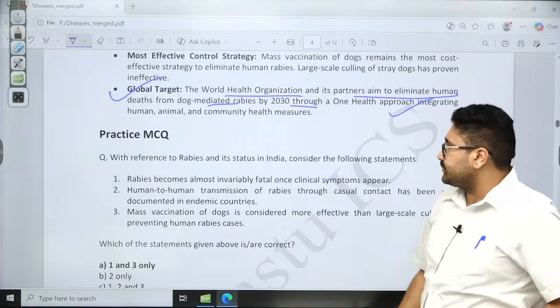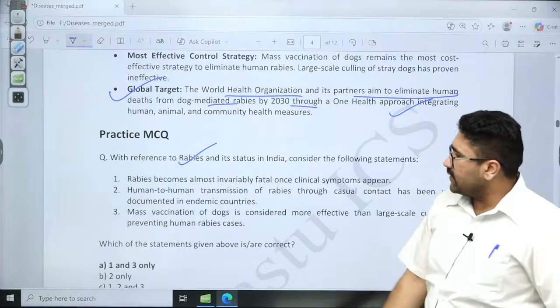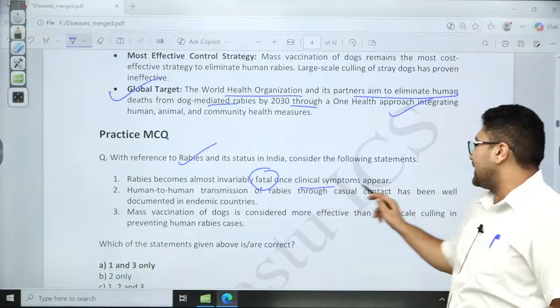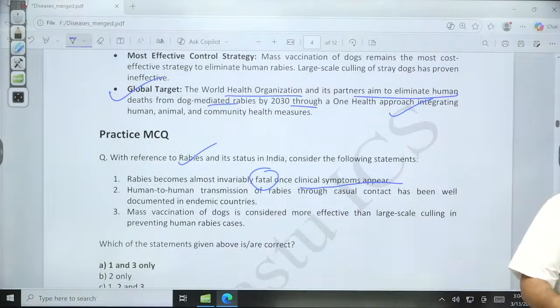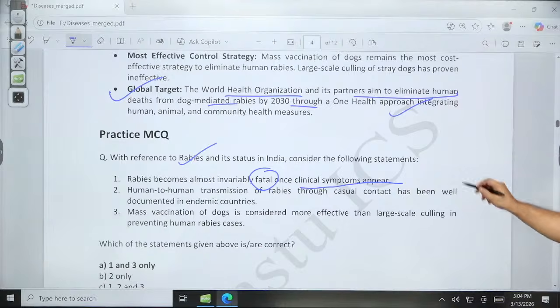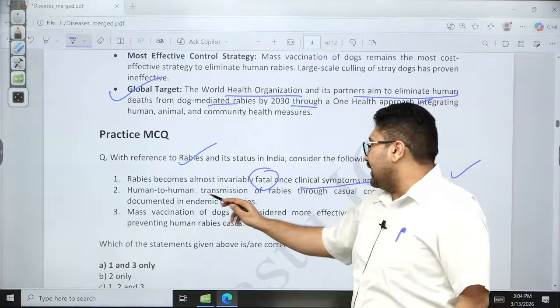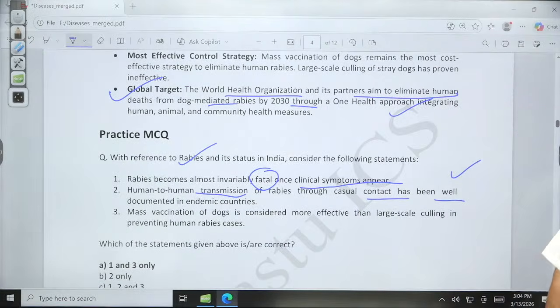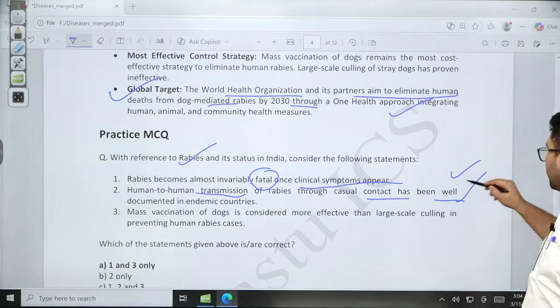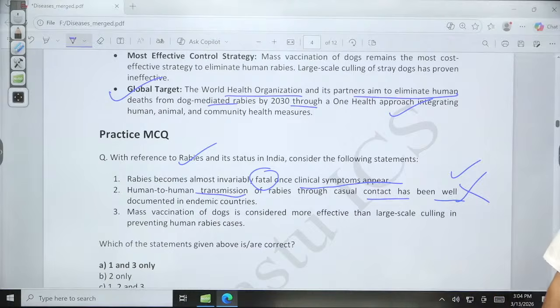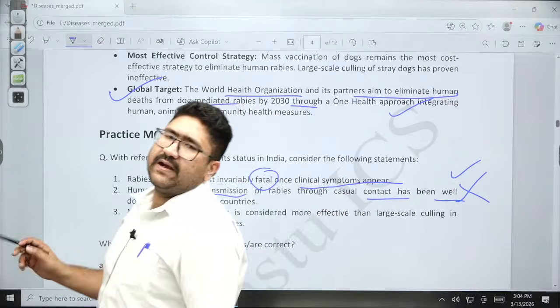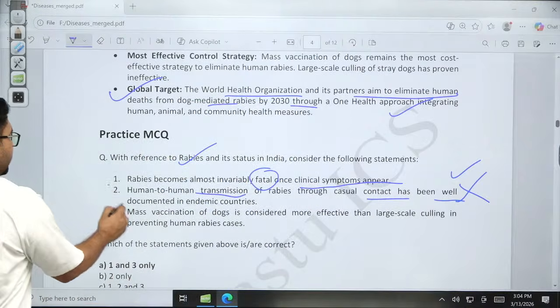It says: with reference to rabies, consider the following statements. One: rabies becomes almost invariably fatal once clinical symptoms appear. So as soon as the symptoms appear, rabies becomes fatal. This is correct. Two: human to human transmission of rabies through casual contact has been well documented in endemic countries. Human to human is not the case; it is a zoonotic disease. It can only happen through animals to humans. Therefore it is not a communicable disease between humans. So the second statement is wrong.